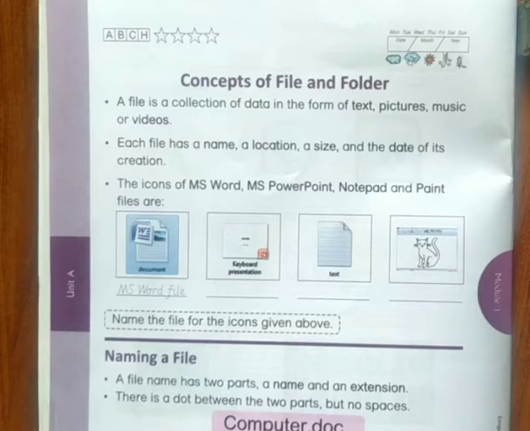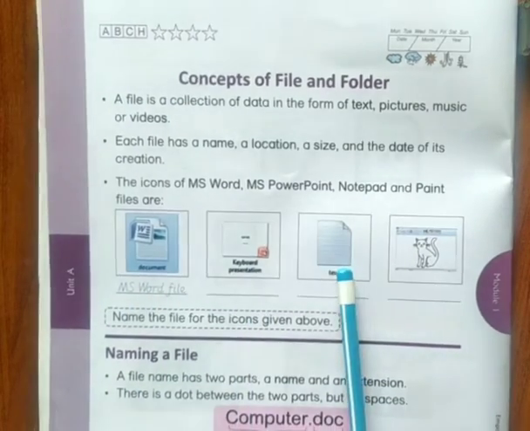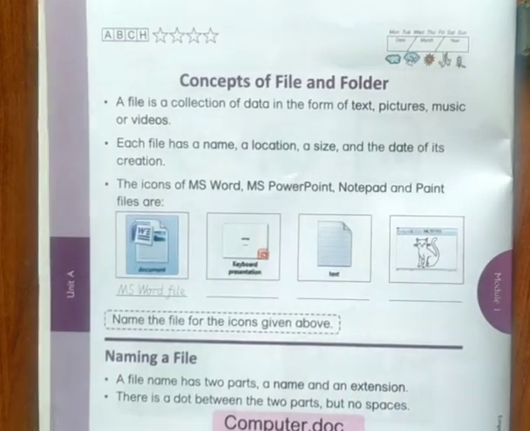For example, if you are a new admission in the school, the teacher will call you by your name, right? From which place you are coming, where you were born, everything, the details will be collected by the teachers, right? Like that, each file also contains a name, location, size and date of its creation. Then these are the icons. This we call an MS Word file and this an MS PowerPoint. This is Notepad and this is the Paint window.